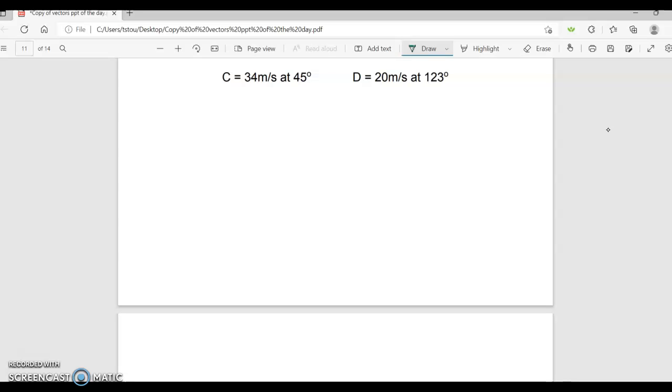Okay, we're doing C plus D. So I've got my C here. It's looking at 45 degrees, which is right here, and it has a vector of 34 in magnitude. And I'm going to be adding it to my D, 123 degrees, which I'm going to say is right about here. And it's at 20 meters per second. So what I really want is this angle right here. That's 180 minus 123. 180 minus 123 is 57?